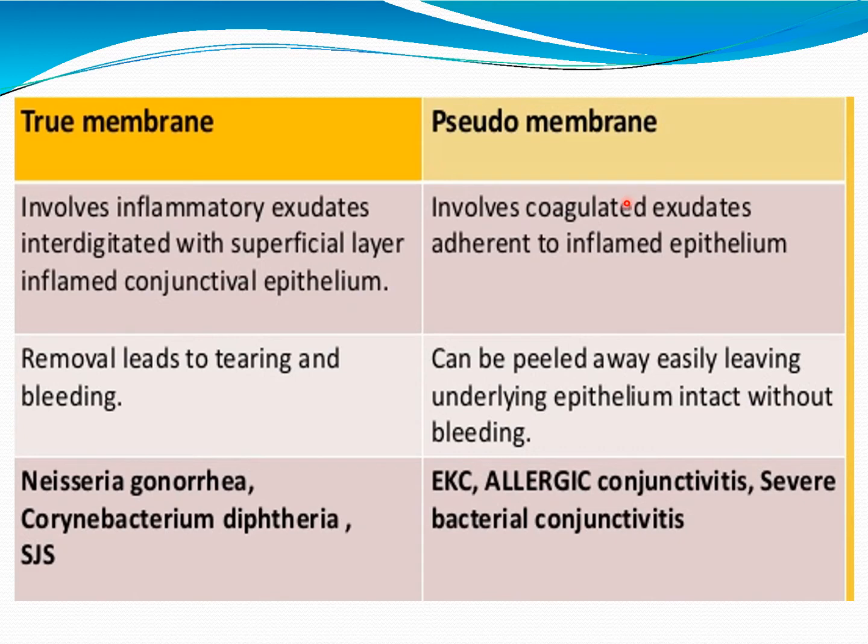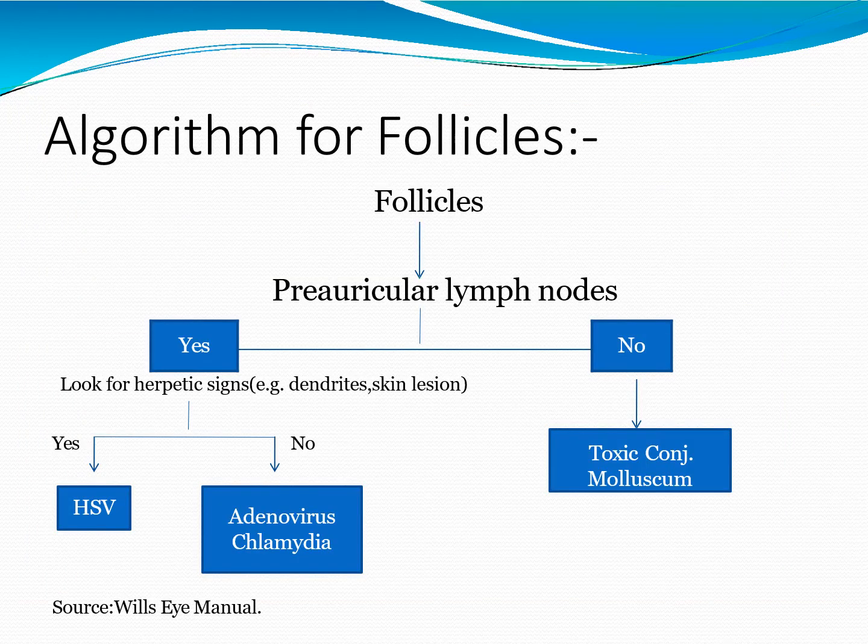Pseudomembrane. It involves coagulated exudates adherent to the inflamed epithelium. These can be peeled away easily, leaving the underlying epithelium intact without any bleeding. These occur in epidemic keratoconjunctivitis, allergic conjunctivitis, and very severe bacterial conjunctivitis.